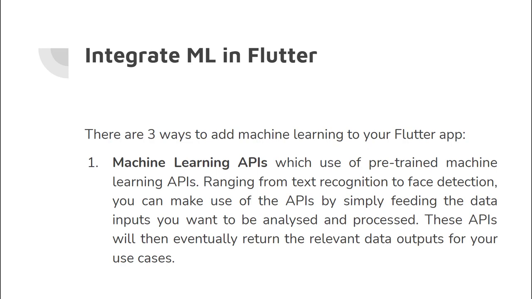The first one is machine learning APIs, which use pre-trained machine learning models. These models have been trained by Google on their data, and they are ready for you to work with, ranging from text recognition to face detection. You can make use of these APIs by just simply feeding data as an input and getting the output from the APIs.